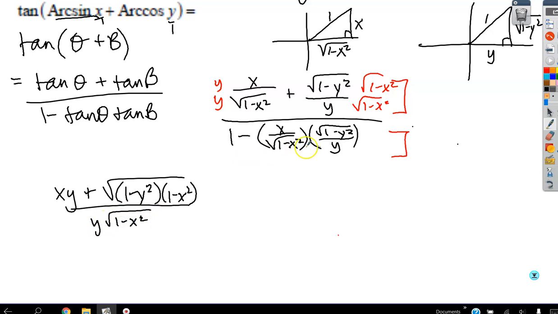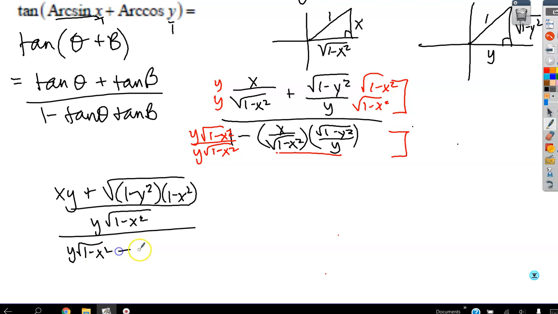On the bottom, the common denominator is going to be this. So this guy's going to need a y root 1 minus x squared on top and bottom. And the good news is it's a 1, so that makes that easier. So then on the bottom, I have y root 1 minus x squared minus x root 1 minus y squared, all over the common denominator, y root 1. See? Look how nice that is.